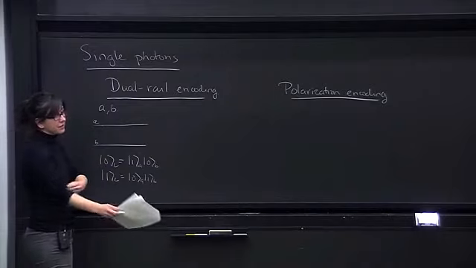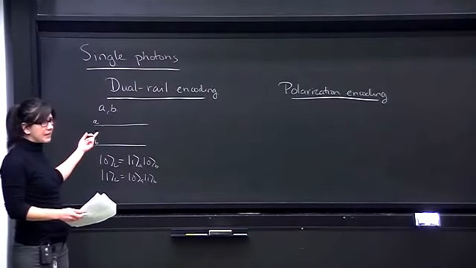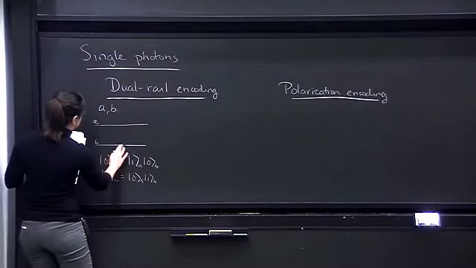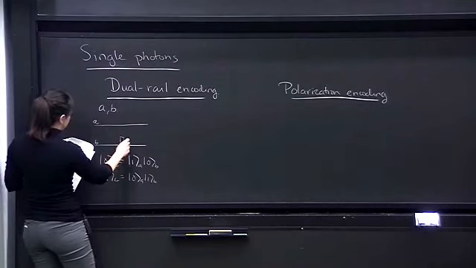Okay, and now we want to do single qubit operations on these. They're pretty simple. We just use linear optical elements. So we can use something called a phase shifter. Let's say we put this element here.